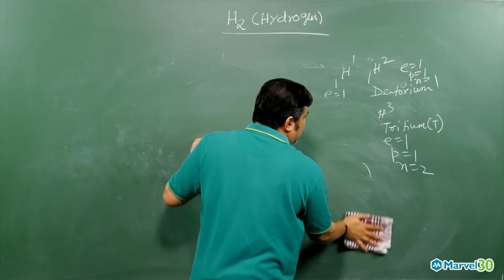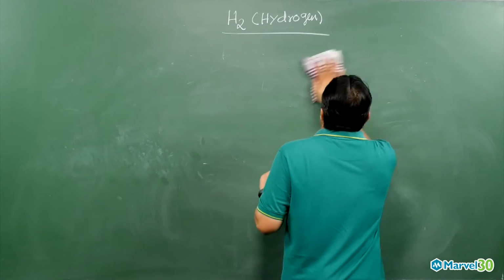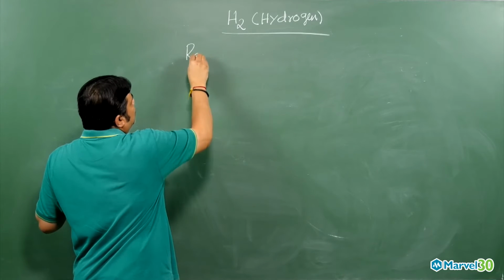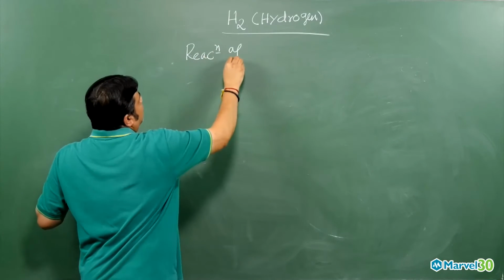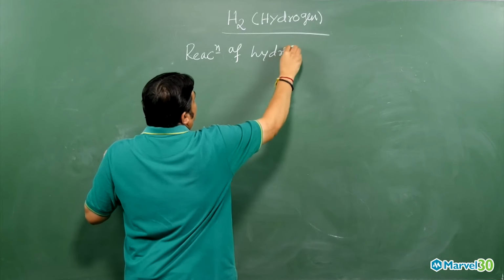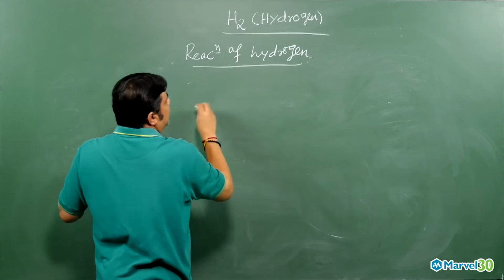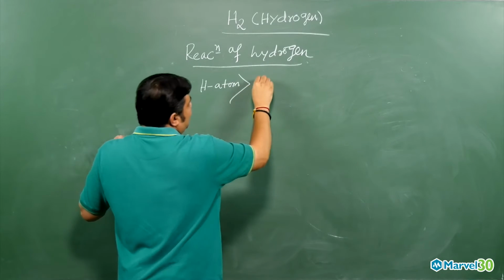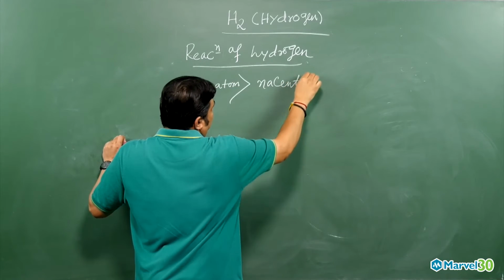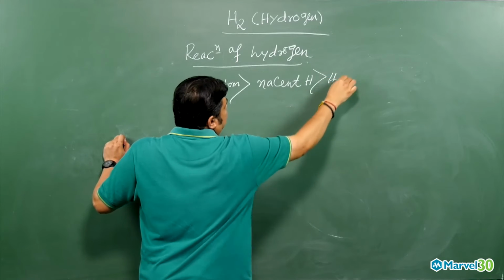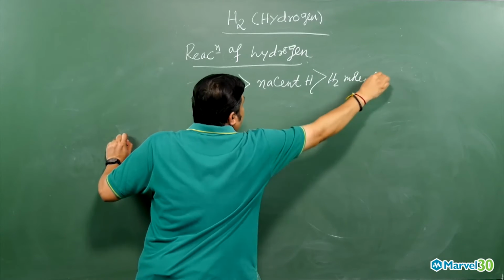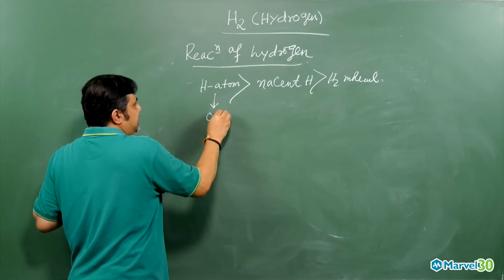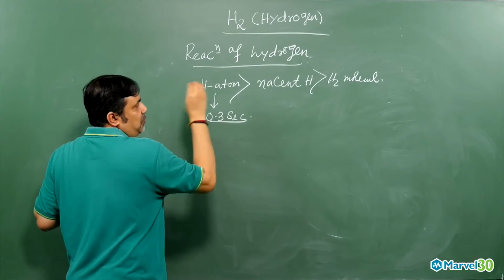Let us focus on some reactions of hydrogen. Already you know the reactions of hydrogen. Among the reactivity, when you consider it, hydrogen atom has more reactivity compared to nascent hydrogen, compared to hydrogen molecule. This is the reactivity order. If you look at the hydrogen atom, its lifespan is 0.3 second.